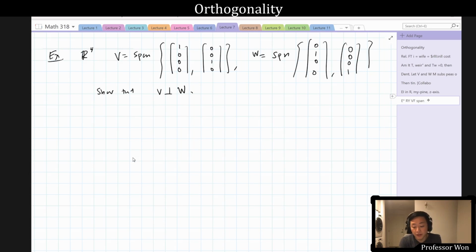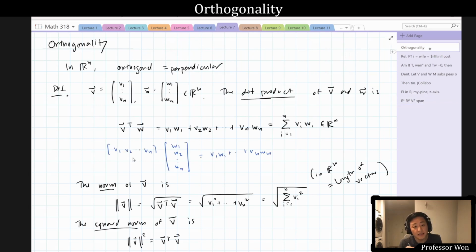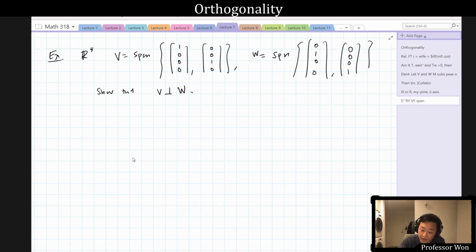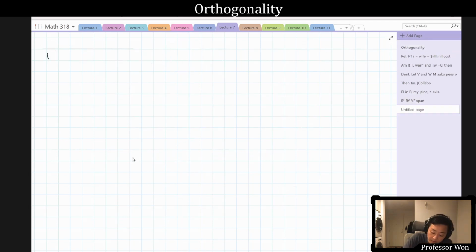Okay, so this notion of dot product has given us a notion of length, namely the norm. It's also given us a notion of angles, in particular orthogonality, perpendicularity. Now I want to see that some subspaces that we know and love are actually orthogonal to one another. Okay, so a little bit of Math 308 review.